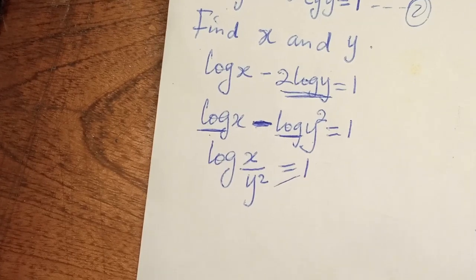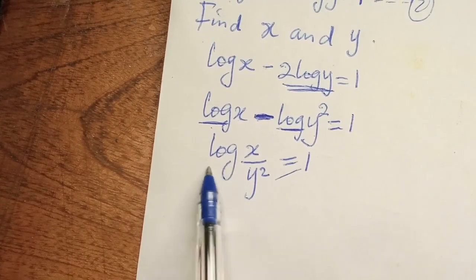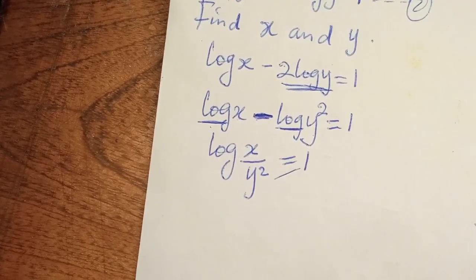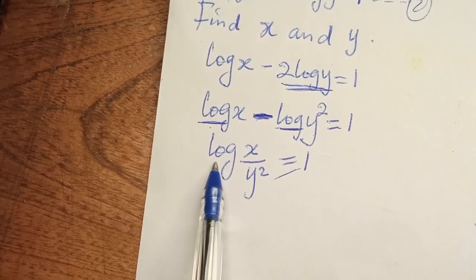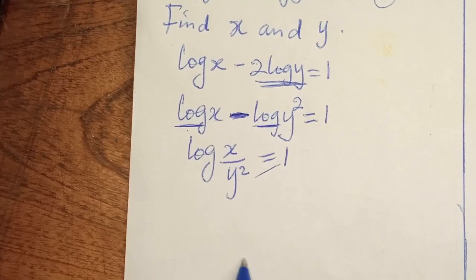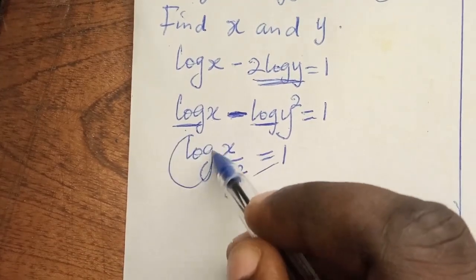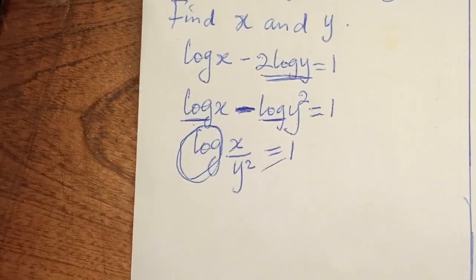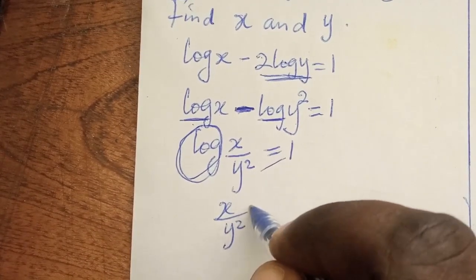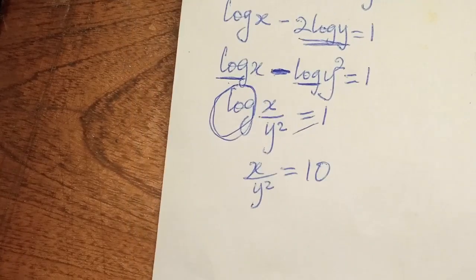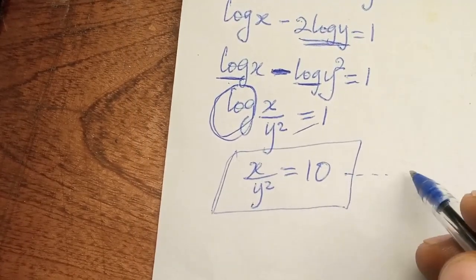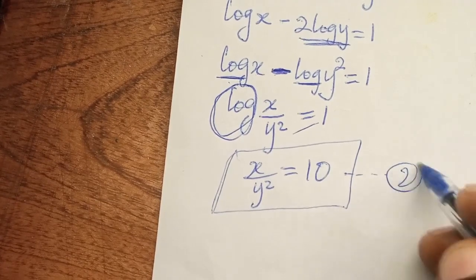To remove this log which is on one side, we need to make sure that the log itself disappears from this expression to have a simple expression. So to remove this log, we must say that x divided by y squared should be equal to 10. Given that the log has been removed, we now have a new expression as equation 2.